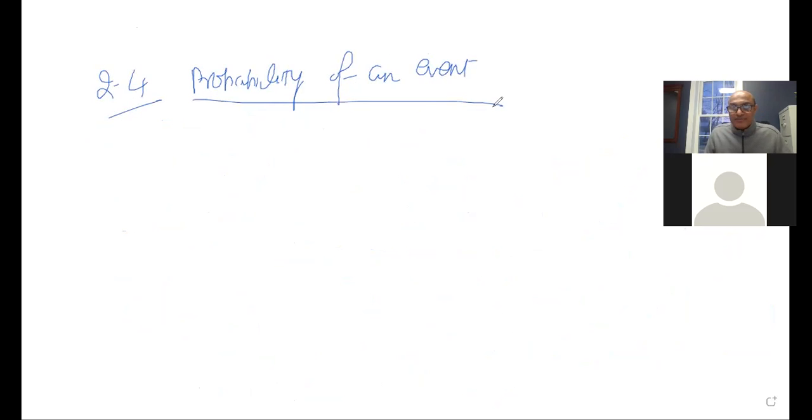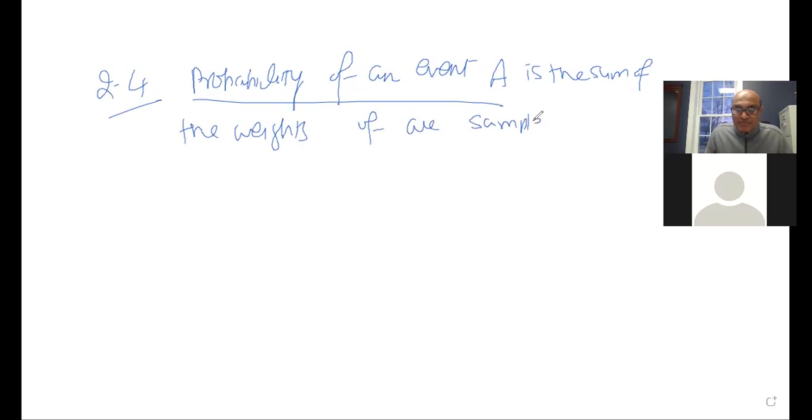The probability of an event, suppose A, is the sum of the weights of all sample points in A, and therefore, I would say that probability will not exceed 1. Probability always lies between 0 and 1.